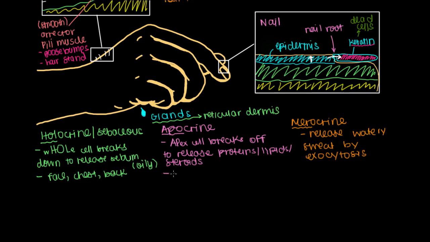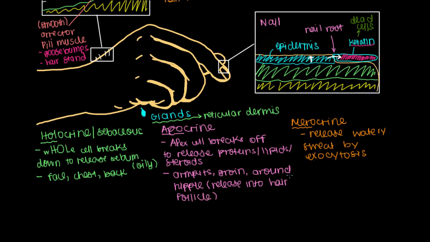And now your apocrine glands are mostly concentrated in your armpits, the groin, and around the nipples. And the main thing that's unique about the apocrine sweat glands is that they release their contents into the hair follicle, which is unique from the other types of sweat glands we're talking about.